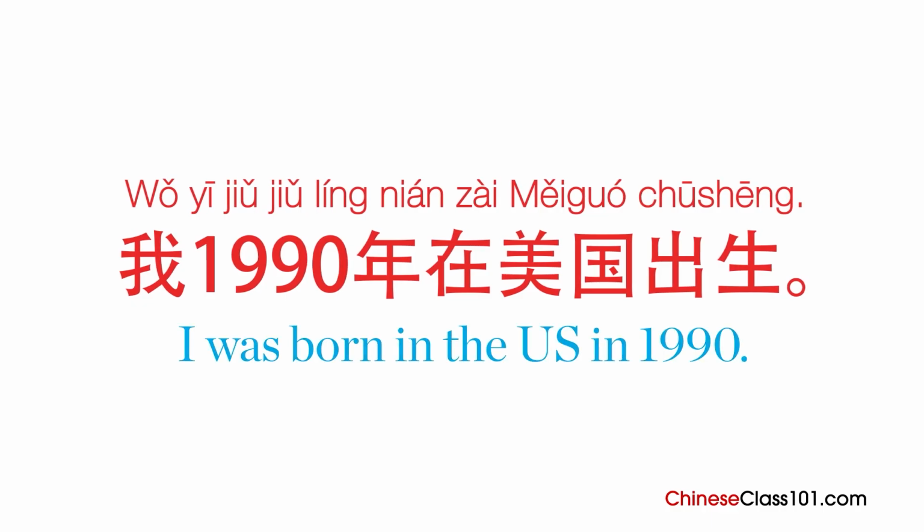Let's try another one. I was born in the US in 1990. Remember, subject, time, place, and then verb. 我1990年在美国出生.